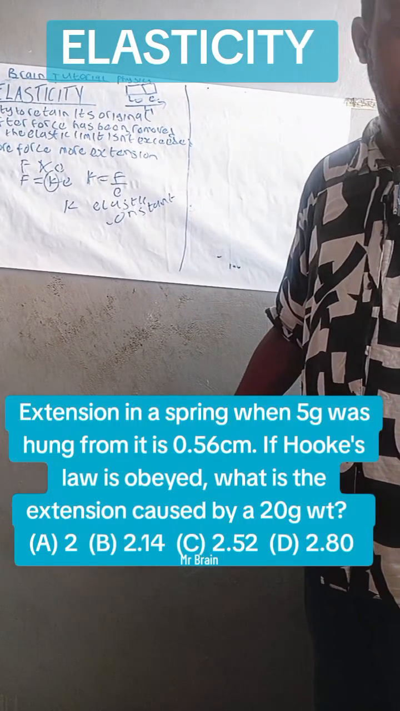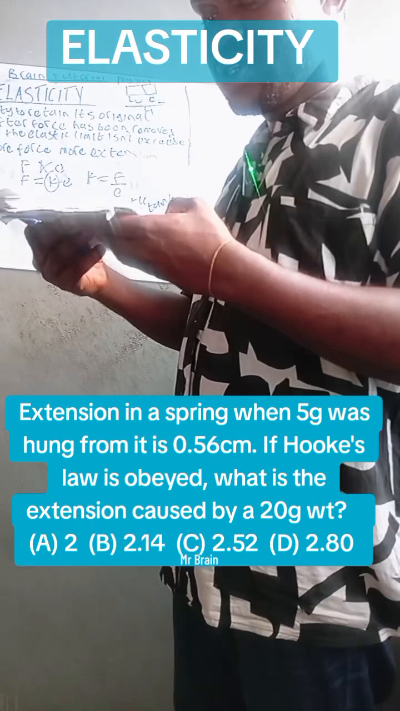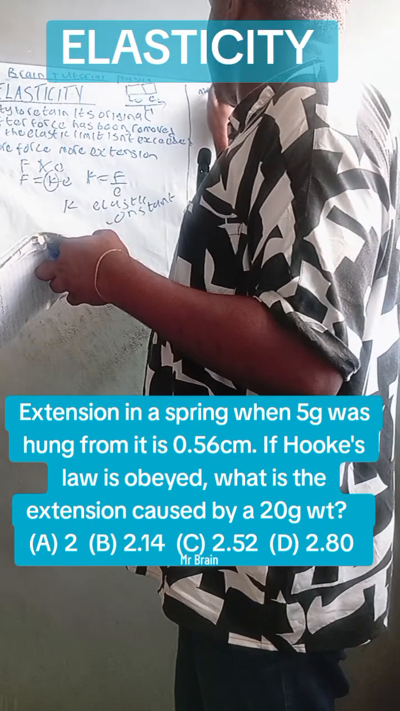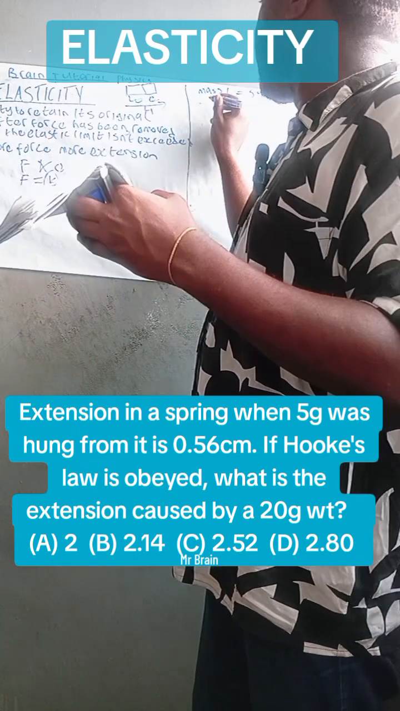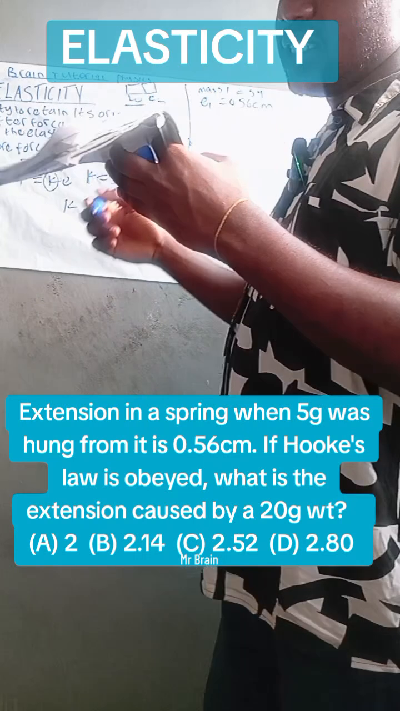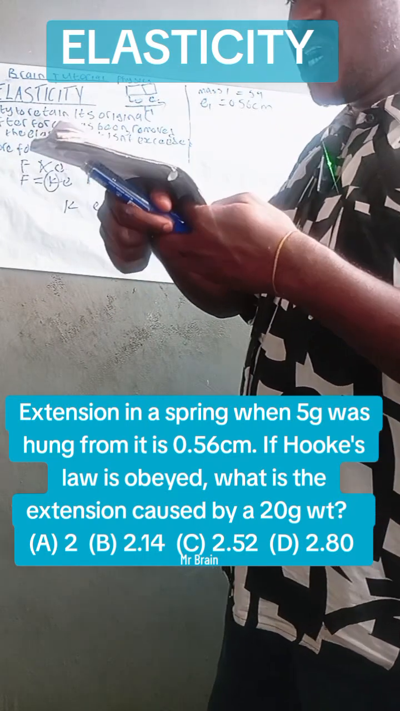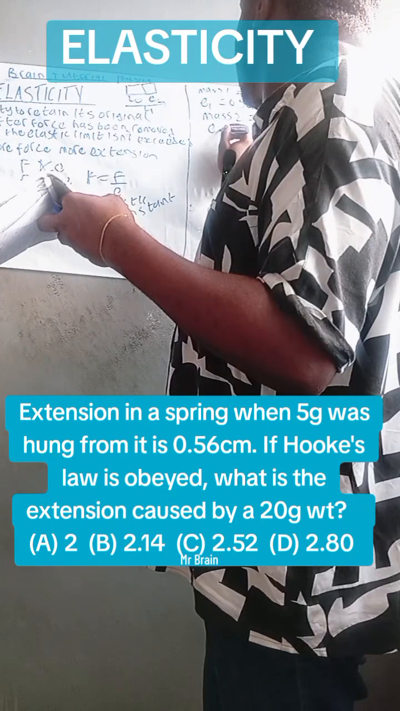The second question is 1981 question 43. The question goes: the extension in a string when 5 grams was hung from it, let's just say mass 1 equal to 5 grams, is 0.56 centimeter. So E1 is 0.56 centimeter. Now, if Hooke's law is obeyed, what is the extension caused by 20 grams? So mass 2 is 20 grams.